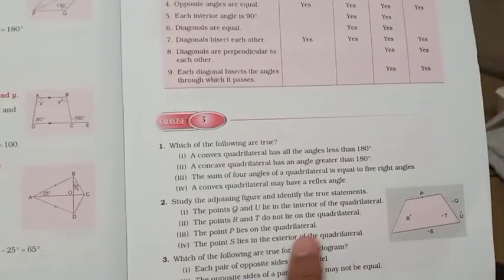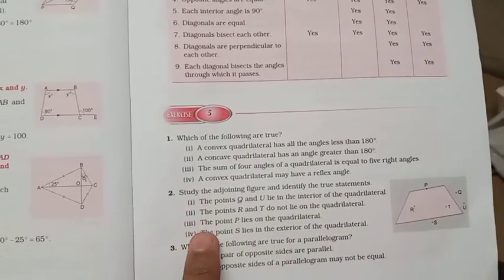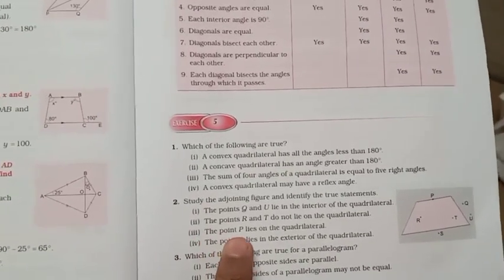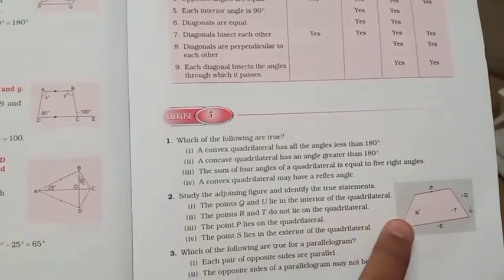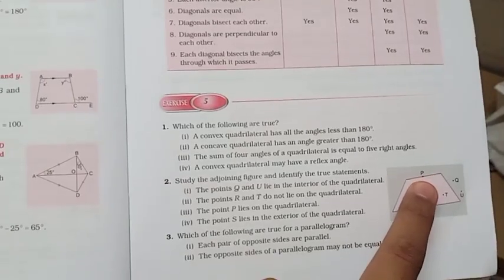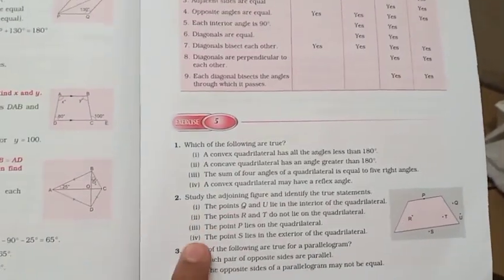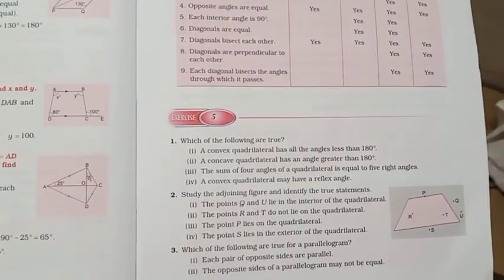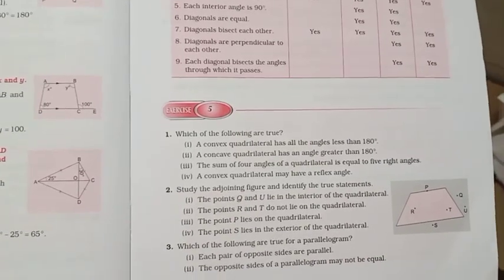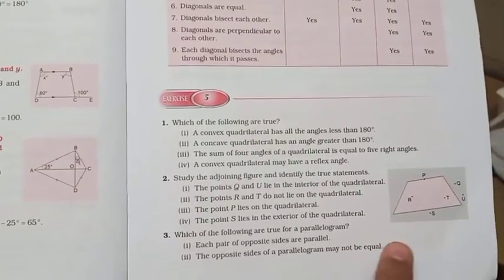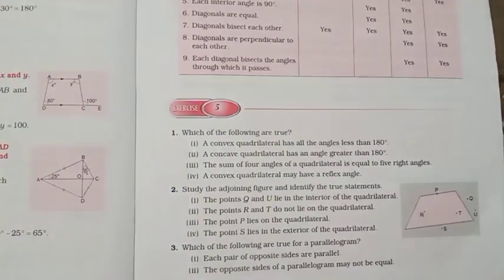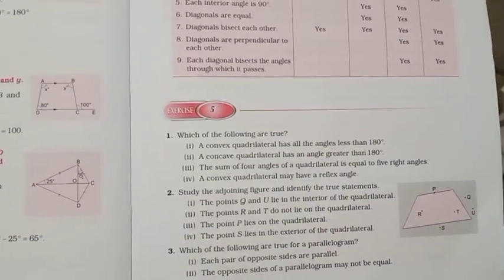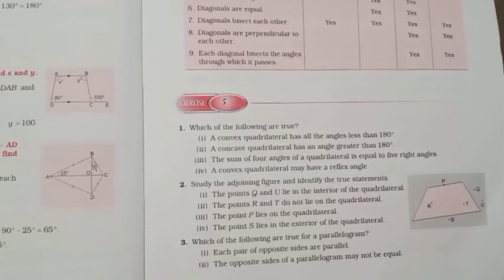Next, the point P lies in the quadrilateral is also true. Point P lies here in the quadrilateral, and the point lies in the exterior of the quadrilateral. An exterior point is outside the quadrilateral. So this is true. So in number 2, statements 2, 3, 4 are true.